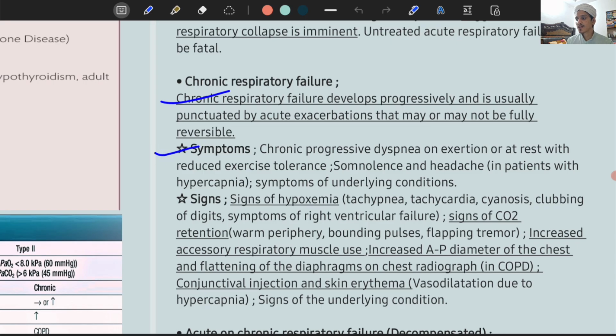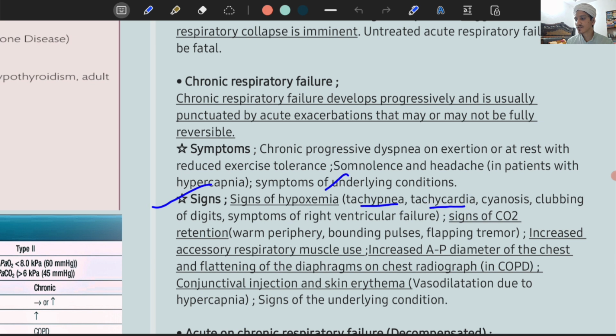What are the symptoms? Dyspnea on exertion, or at rest if it is severe, with reduced exercise tolerance. Somnolence and headache are seen in patients with hypercapnia. Pathological somnolence, excessive sleepiness, is seen in patients with hypercapnia. And along with that, symptoms of underlying conditions. What are the signs? There will be signs of hypoxemia. What are those?